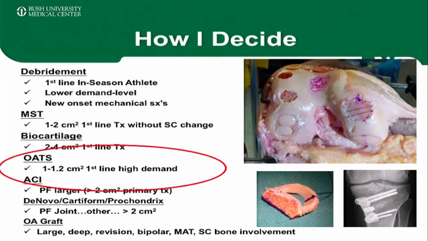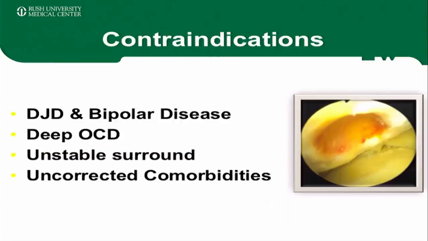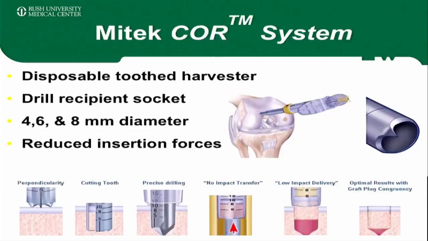Where does it fit in for me? Those defects that are around a centimeter squared, I think the literature is very supportive in high demand patients as a first line treatment. It's an intact organ. It goes on for osseous integration. It restores the anatomy, and it can be done in a single stage. I would say that these are the relative contraindications, like any other cartilage repair technique that we're trying to do.